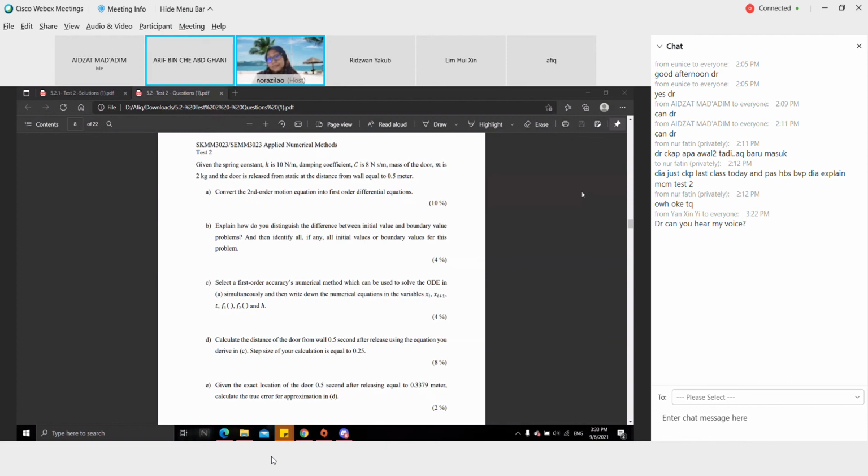Maksudnya macam mana? Macam mana ni? Confused ni. Ni initial ke boundary? Ingat for the initial, dia kena ada dua boundary. Kalau boundary value problem, you actually need to know the actual condition for boundary, dan value pada dependent tu berapa nilai dia. That is a boundary.